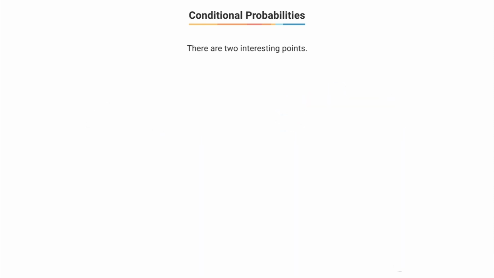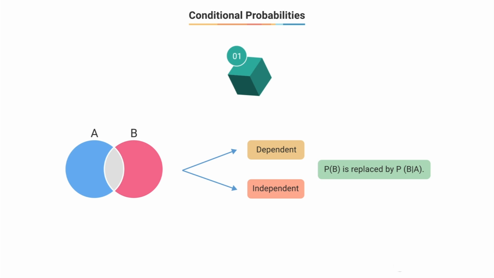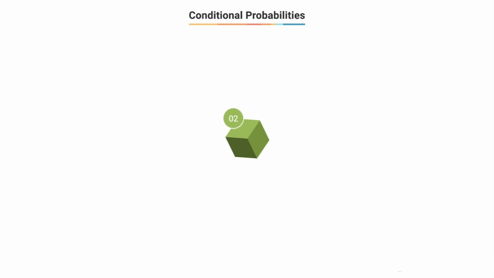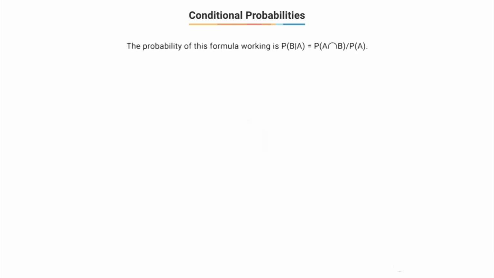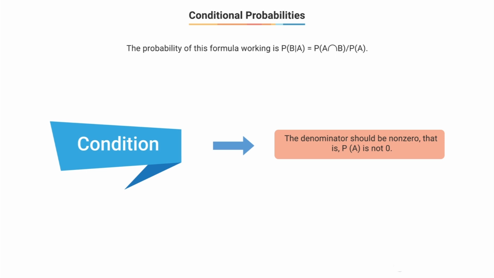Let us end this video with two interesting points. First, look at the formula of probability of A intersection B for dependent and independent events. The only difference is that probability of B gets replaced with probability of B given A. Second, the condition for the conditional probability formula, that is probability of B given A equal to probability of A intersection B divided by P of A: for this formula to work, the condition is that the denominator is non-zero, that is P of A is not equal to 0.